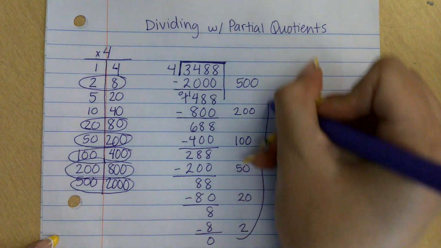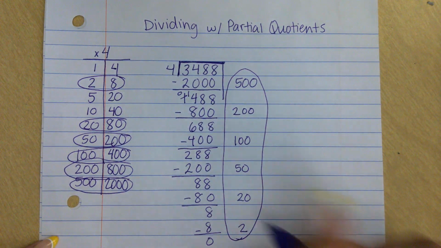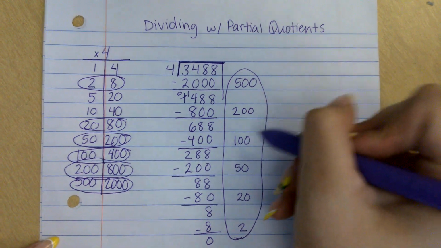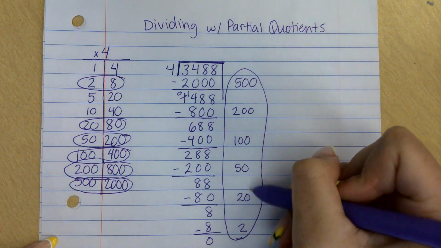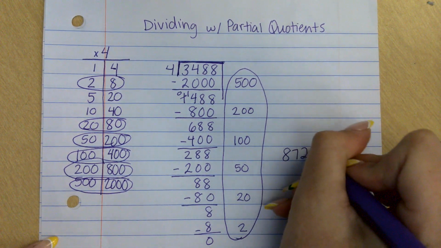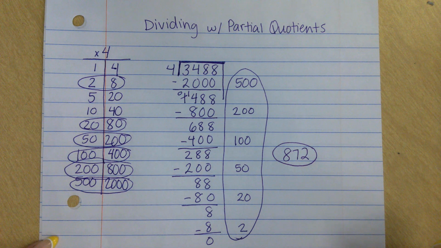Then I will add up all of these guys to give you my answer. So it's how many groups I was able to take out. So 500 plus 200, 700, 800, 850, 870, 872. So my answer to this ridiculously long question is 872.